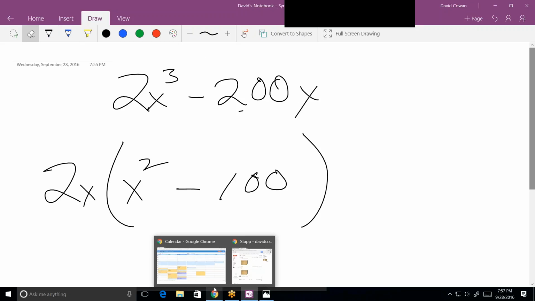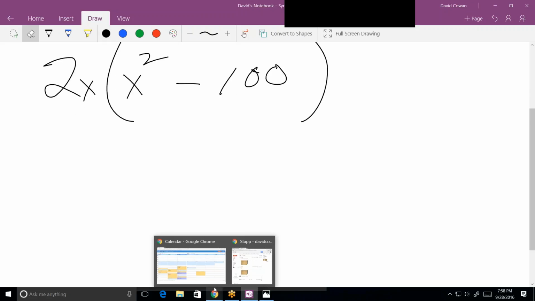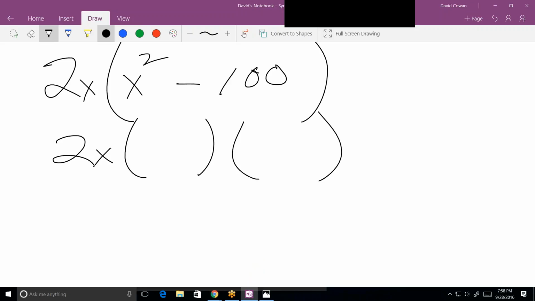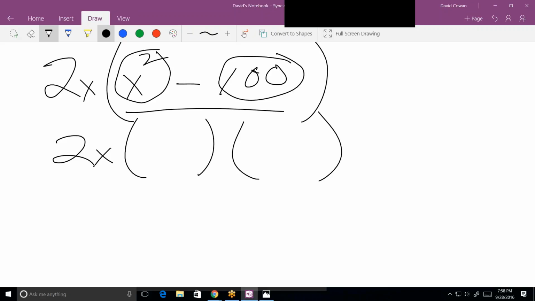However, we're not quite done. X squared minus 100. What kind of a factoring problem is that? Difference of what? Perfect squares. Difference of perfect squares. Why is it called that? That's a perfect square, and that's a perfect square, and we're subtracting them. So it's the difference of perfect squares.